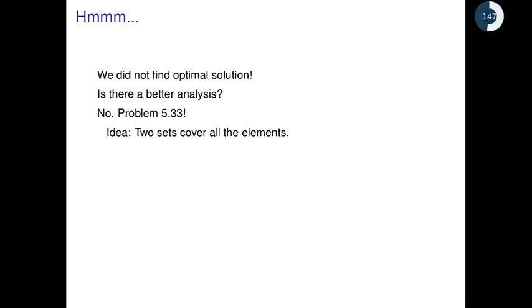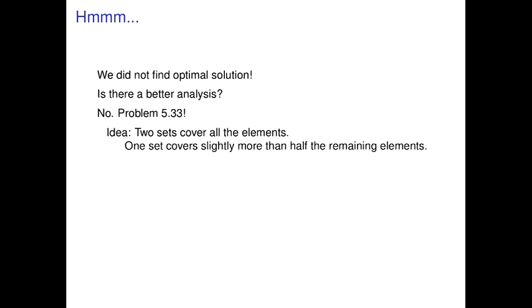So the idea is that two sets cover all the elements. And there's another set that covers slightly more than half of one half and slightly more than half of the other half. Then you recurse, and you're going to get log n sets in your example. Because you again have two sets that cover all of it, but you have another set that covers slightly more than half of what remains of each one, and then you go on.